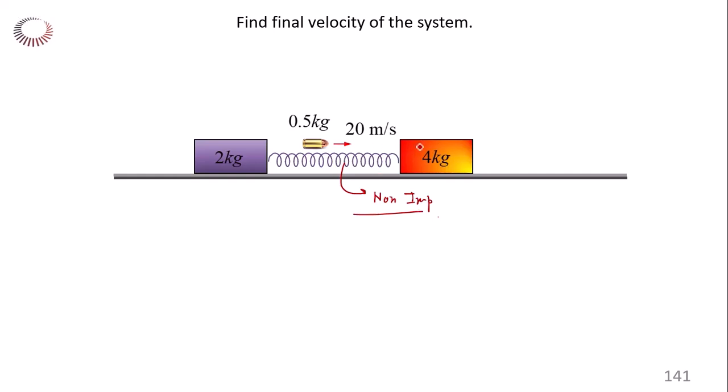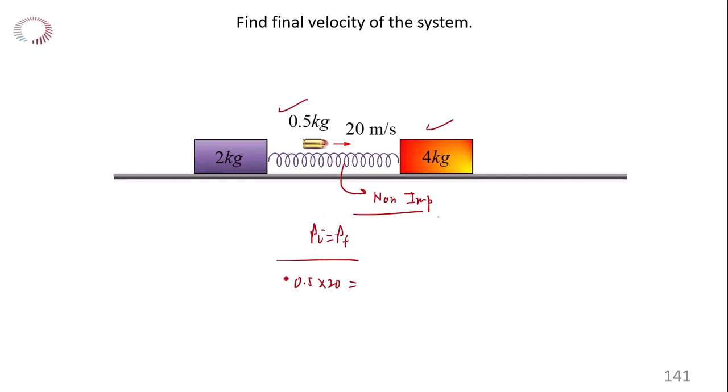So once the bullet hits the 4 kg block, what is happening? The initial momentum should be equal to the final momentum. I can directly apply this. So what is the initial momentum? The initial momentum is 0.5 into 20. Finally, the 4 kg and 0.5 kg are moving with the speed v. So I am applying the conservation of momentum between the bullet and the 4 kg block, not the entire system.